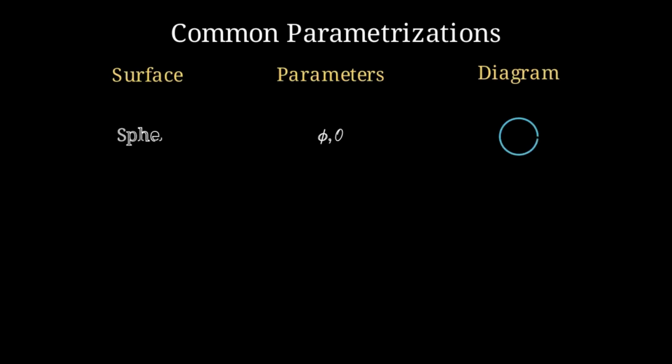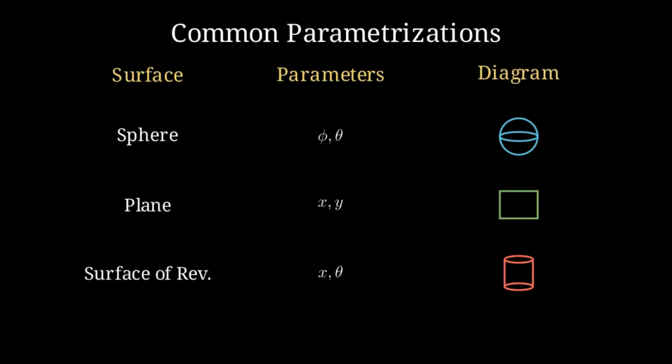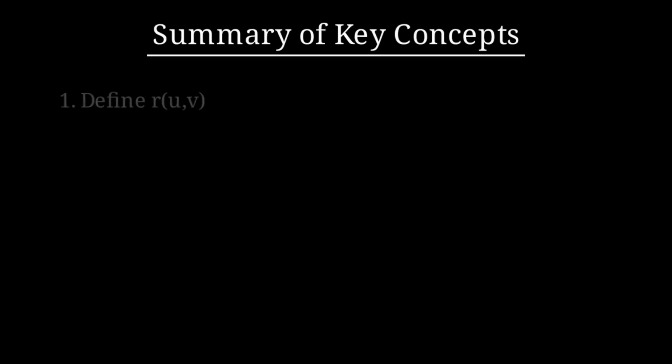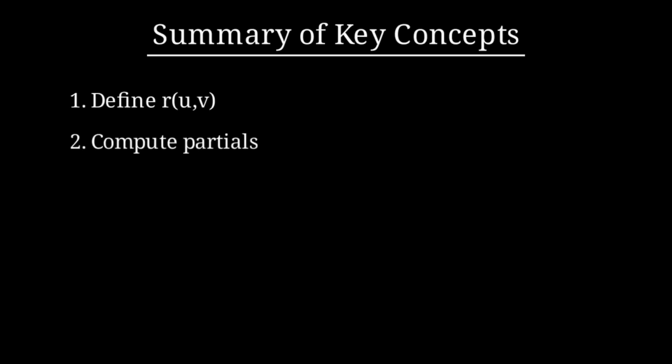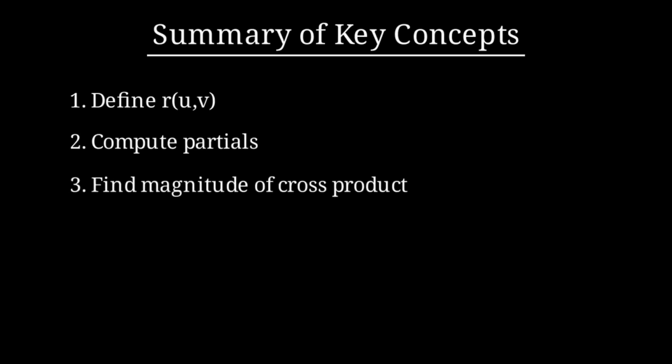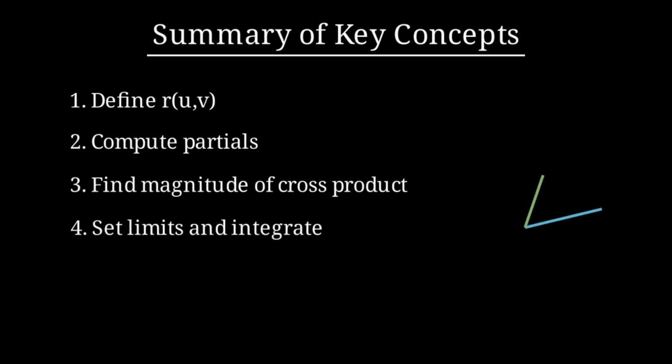Choosing the right parametrization is half the battle. For spheres, use spherical angles. For flat planes, standard x and y coordinates work best. For surfaces of revolution, use the axis of rotation as one of your parameters. To summarize, the magnitude of the cross product of tangent vectors tells us how much the area is stretched or compressed. Integrating this value over your parameter domain gives the total surface area.